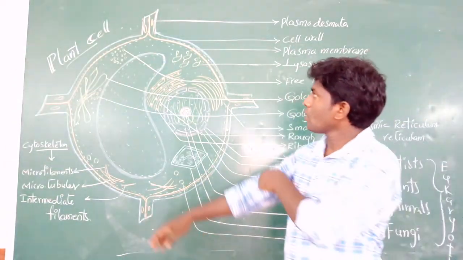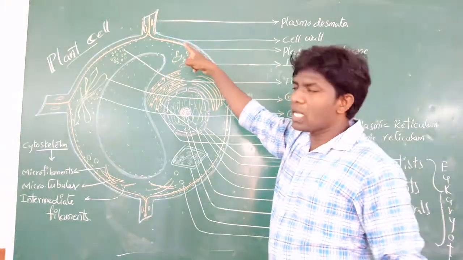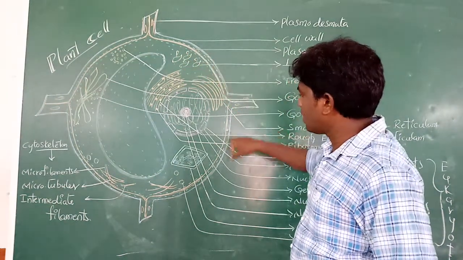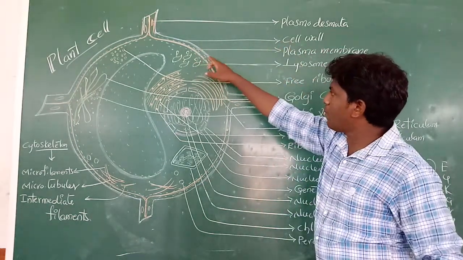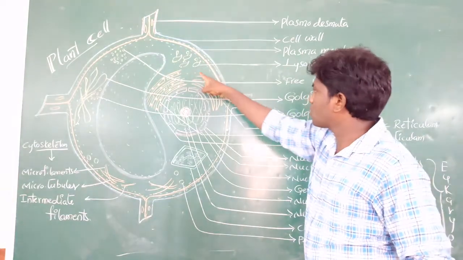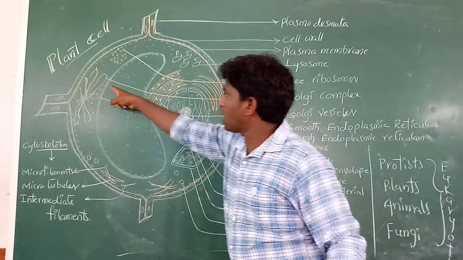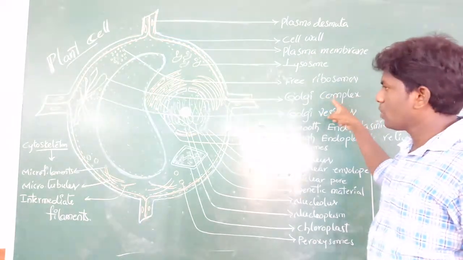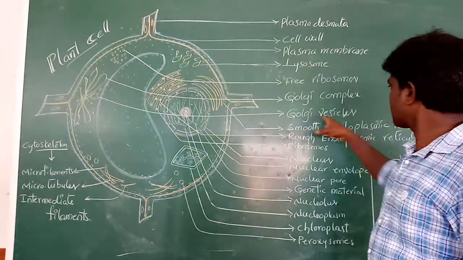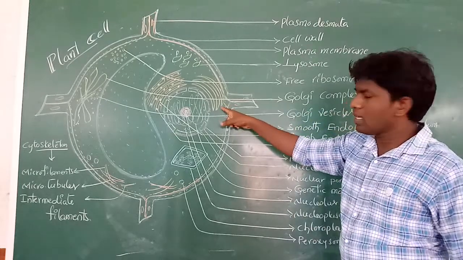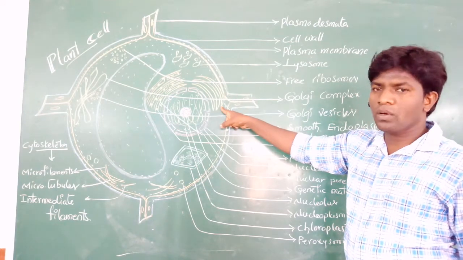This is a circular structure there, no? They are plasmodesmata. The plasmodesmata are present in these areas. And next, the cell wall. Next, the plasma membrane. These are the lysosomes. And next, free ribosomes. They are the Golgi complex or Golgi apparatus. These small circular structures are Golgi vesicles, and these are the smooth endoplasmic reticulum.